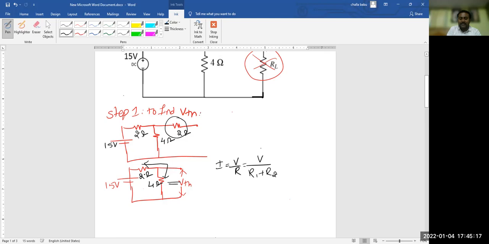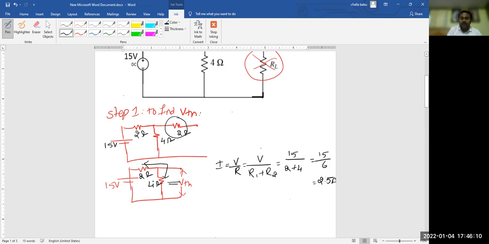The values of the two resistances are 2 ohm and 4 ohm. We will get 15 divided by 2 plus 4. We will get how much? 15 divided by 6. So the 15 by 6 value is 2.5 amperes. So the current flowing through the 4 ohm resistance is 2.5 ampere.